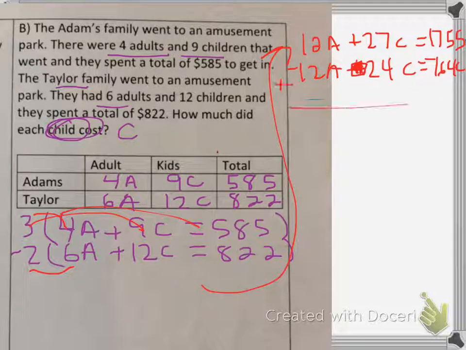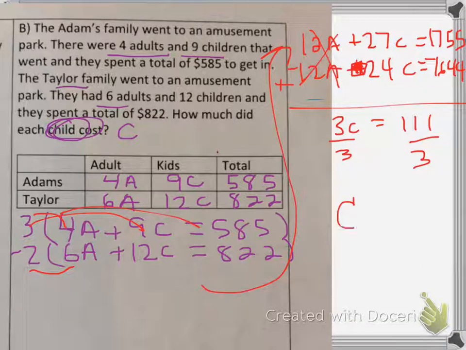We're going to add these two equations straight down and see what happens. The A's cancel. I actually get 3C. And then 1755 minus 1644 is 111. I'm going to divide 111 by 3. And the cost of a child's ticket happens to be $37. Now, because it only asked me the cost of the child's ticket, I'm actually done right there. I don't have to do any more math on this word problem.